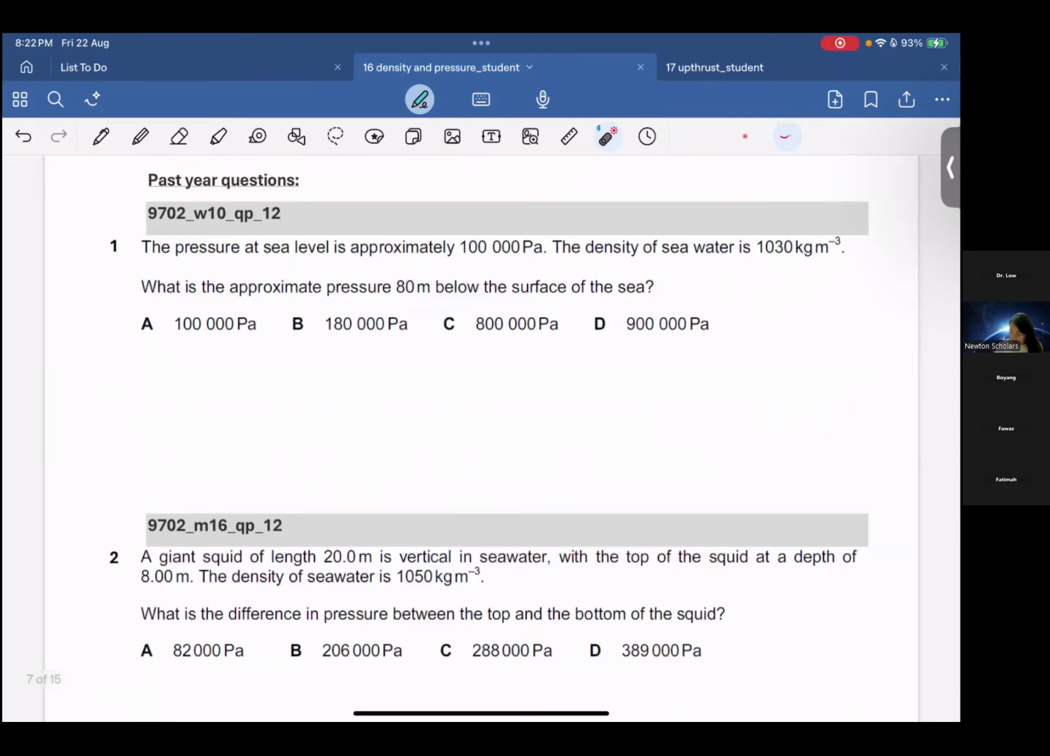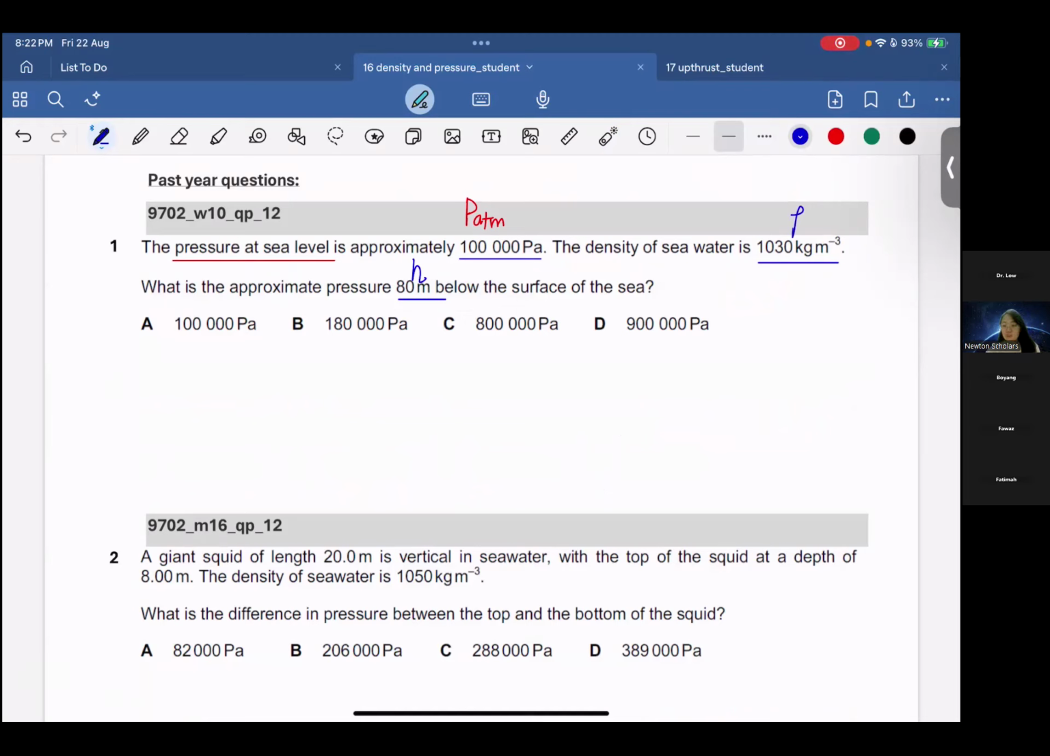Density for the sea level. What is the pressure when 80 meters below? So this is your H. At here, they didn't mention the liquid pressure, so you have to calculate the total. They already give you the atmospheric pressure. So do your calculation and tell me.